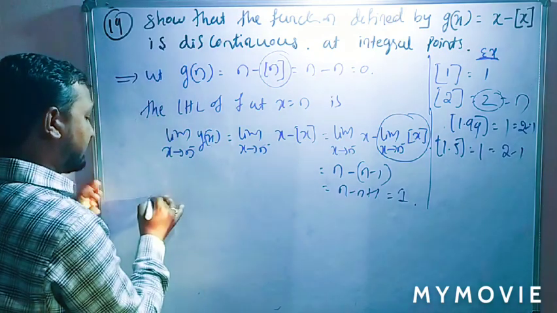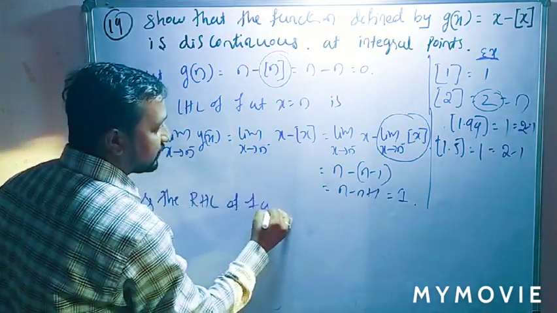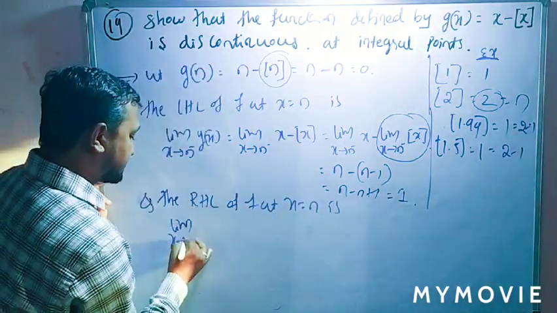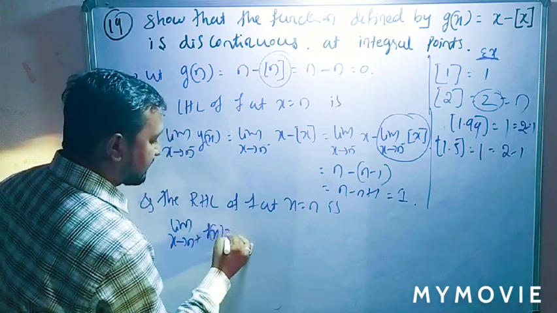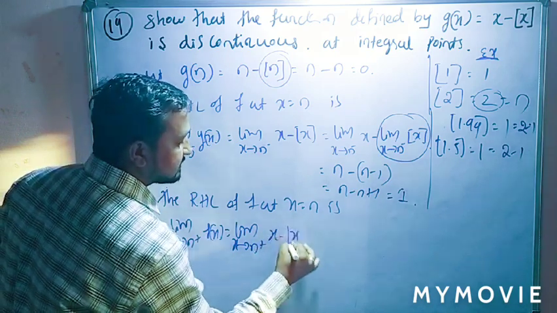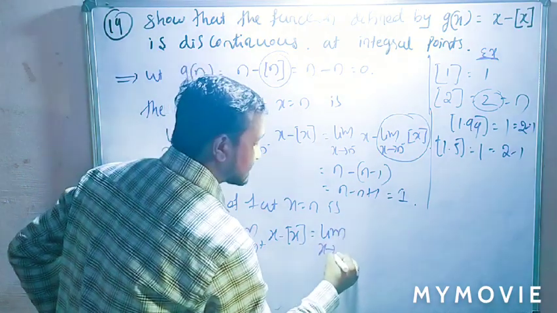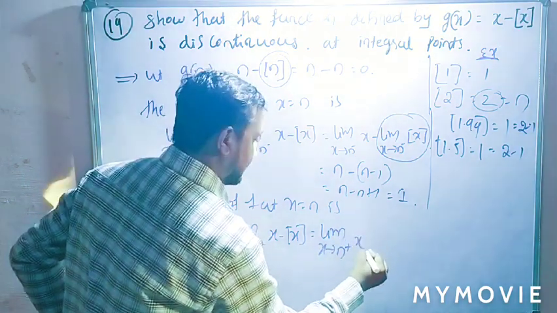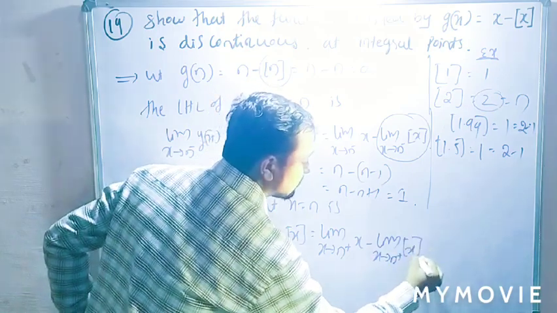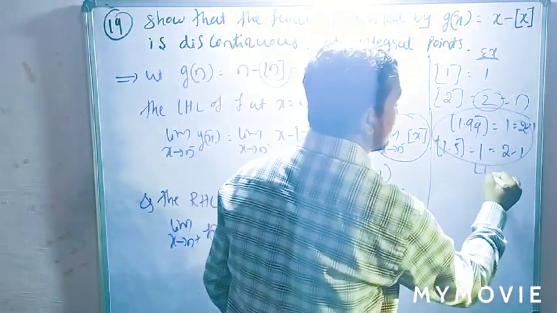Is that clear? And the RHL of f at x equal to n is the limit as x tends to n plus of f of x, which can be written as the limit as x tends to n plus of x minus the greatest integer of x. We can take them separately: the limit as x tends to n plus of x, minus the limit as x tends to n plus of the greatest integer of x. This is the right hand limit. Okay, and this is the left hand limit.